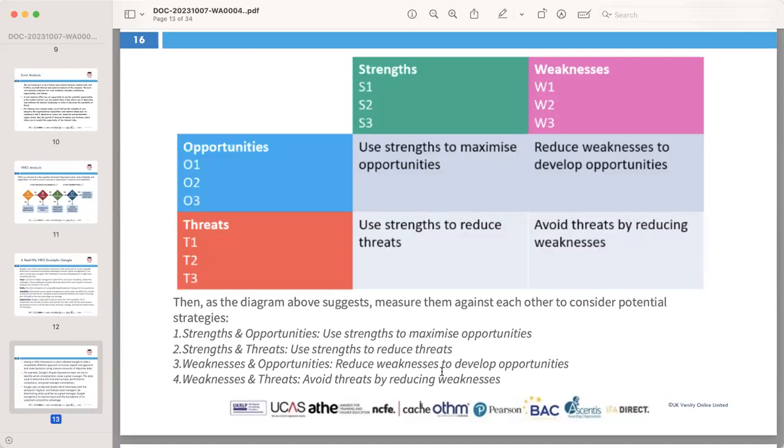Weaknesses and threats: avoid threats by reducing weaknesses. For example, if your organization struggles with a poorly implemented CRM, W3, and limited brand awareness, T1, prioritize reliable data to enhance brand awareness within your existing market.